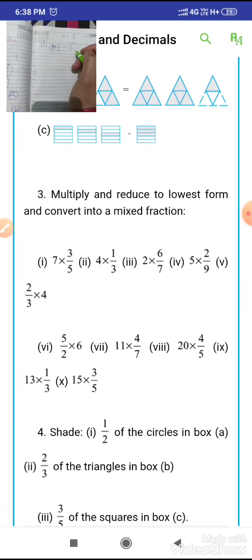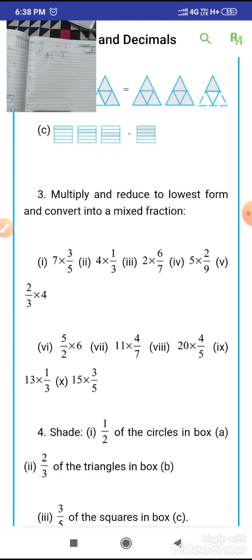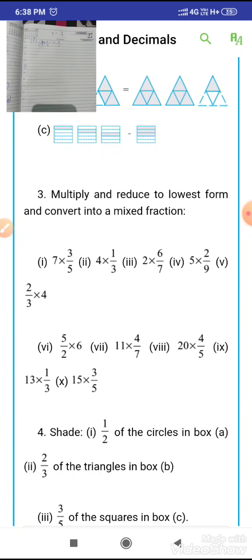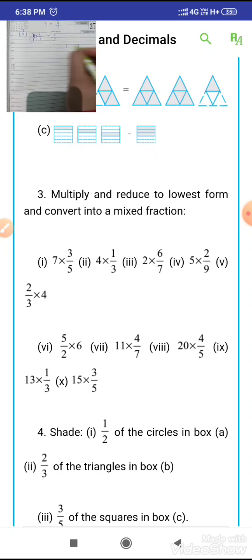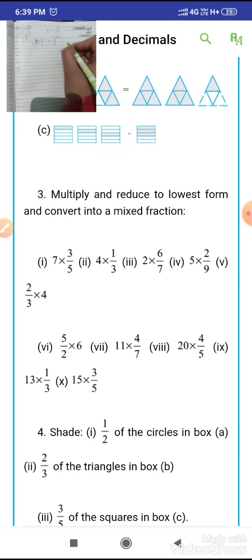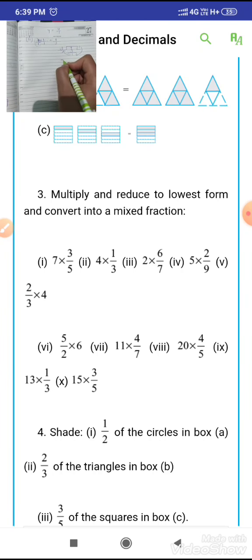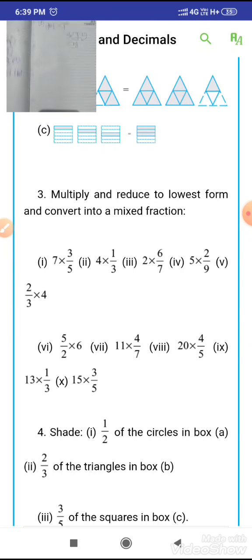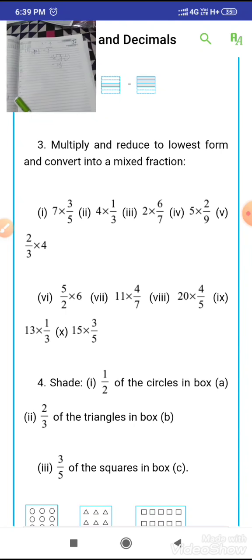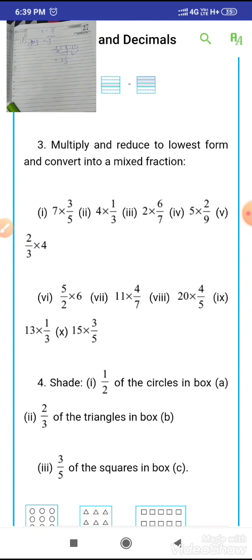in the denominator. Here 4 upon 3 is also an improper fraction, so we have to reduce this fraction into a mixed fraction. For this again we divide 4 by 3. 3 ones are 3 and the remainder is 1. Again follow the arrows and write this as a mixed fraction. So it is 1 whole 1 by 3. In this manner you can solve all the rest of the parts of the third question.